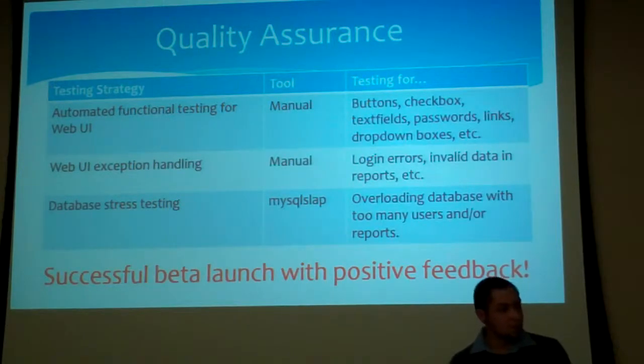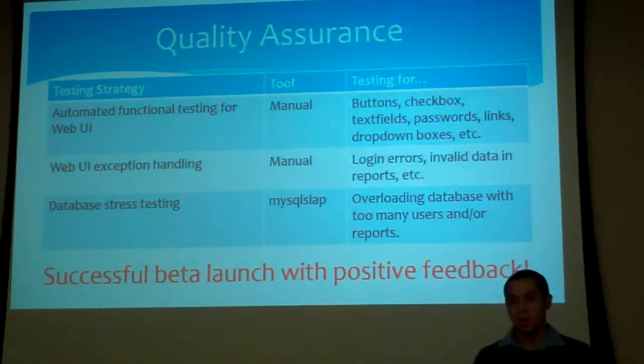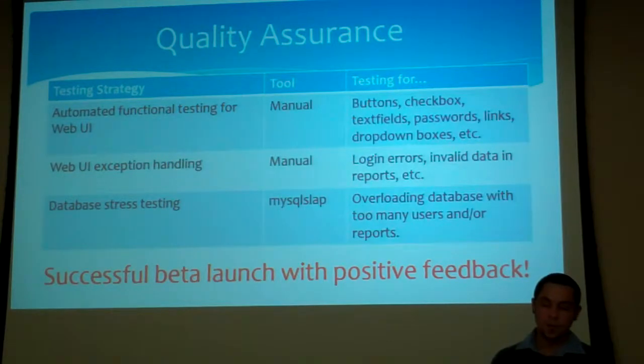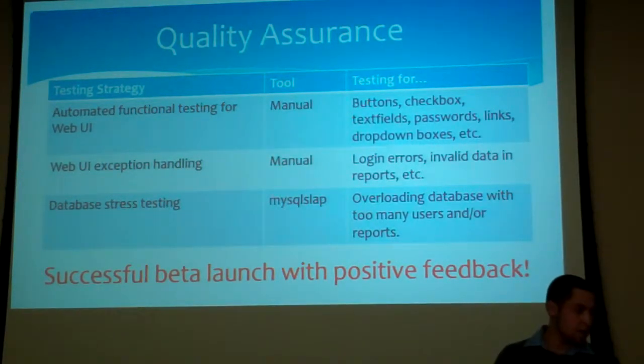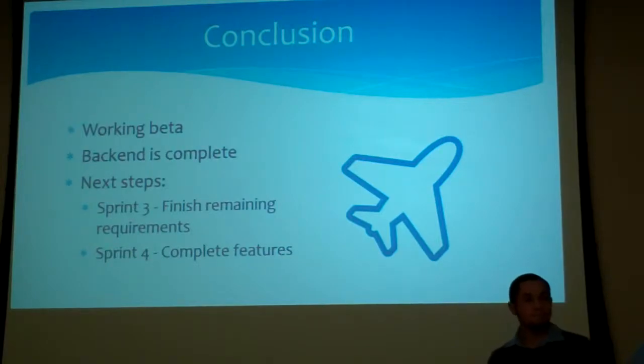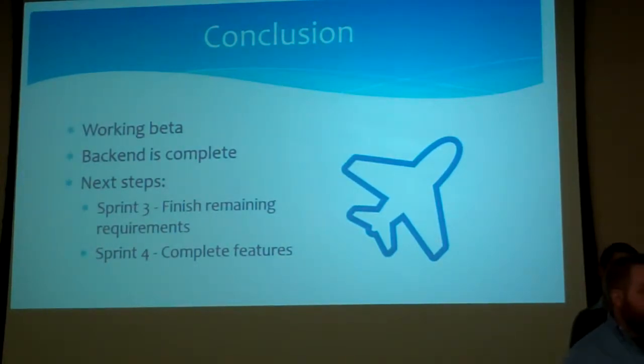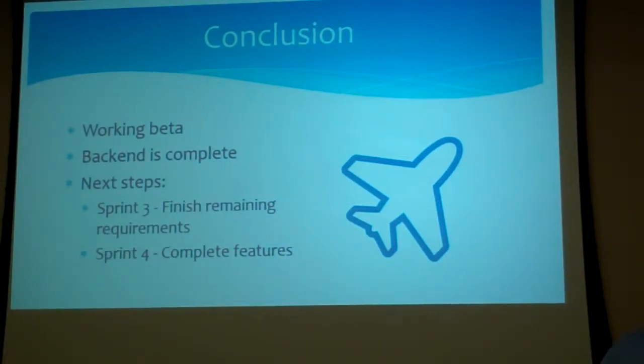And as Ben said earlier, we launched a successful database to our client, Patrick, and he gave us positive feedback about it. And he's been finished up. All right, so as you've seen, we do have a working beta, and it's pretty sweet. And our back end is complete for it. So our next steps are to start Sprint 3 here in the next couple days, which will be finishing up the remaining requirements like filters and trends and that kind of thing. And then Sprint 4 will be our final sprint, and that's finishing up features that aren't necessarily required.